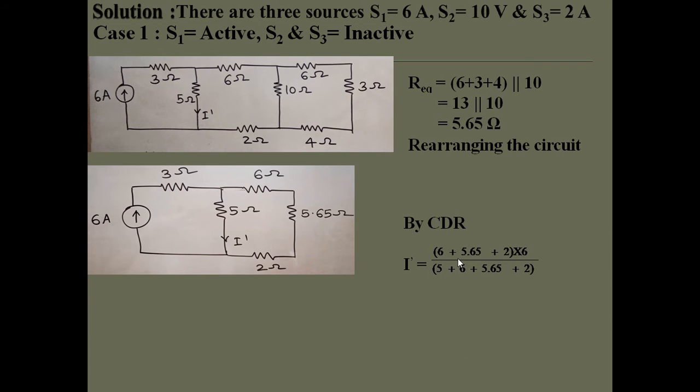So our equation will be (6 plus 5.65 plus 2) into 6 divided by (5 plus 6 plus 5.65 plus 2). So I dash will be equal to 4.39 ampere. This current is going downwards in this branch, so I have given the direction as downward.